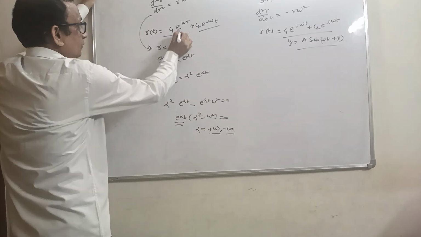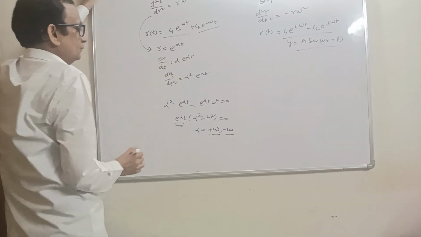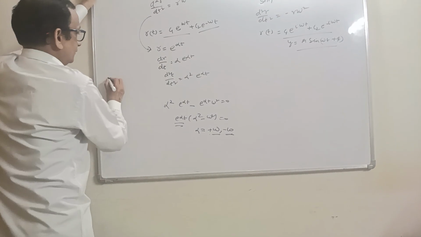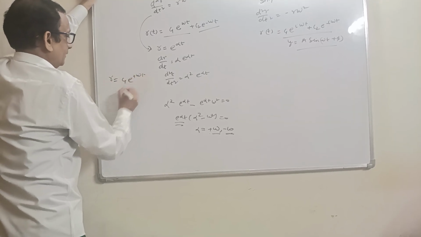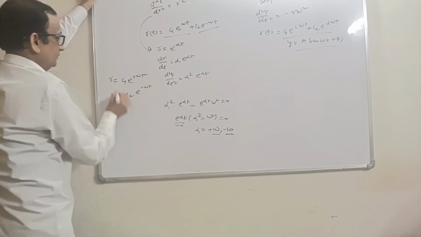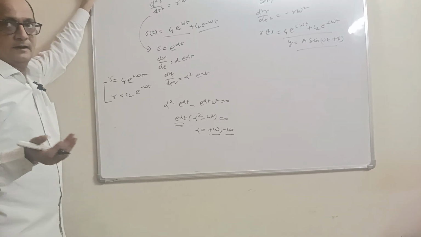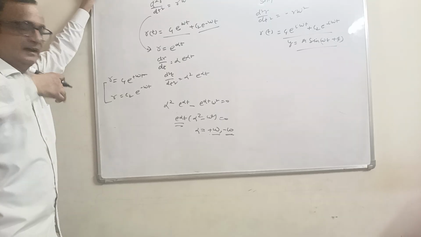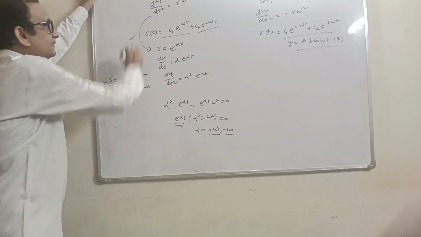C1 e raised to power omega t for the first root, and C2 e raised to power minus omega t for the second root. By the superposition, r is equal to C1 e raised to power omega t plus C2 e raised to power minus omega t. By the superposition, we can add both, just as we add the amplitude, the velocity, the acceleration, like the radial distance, we add it here and get this result.